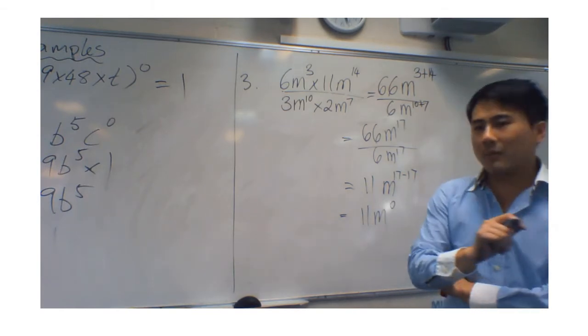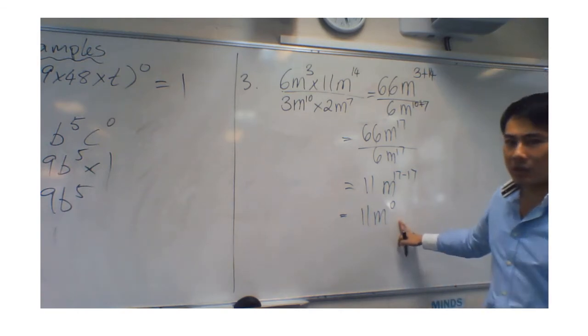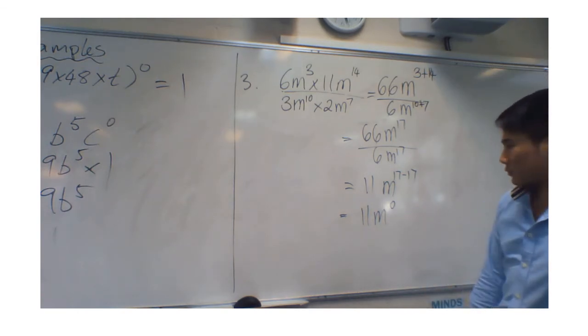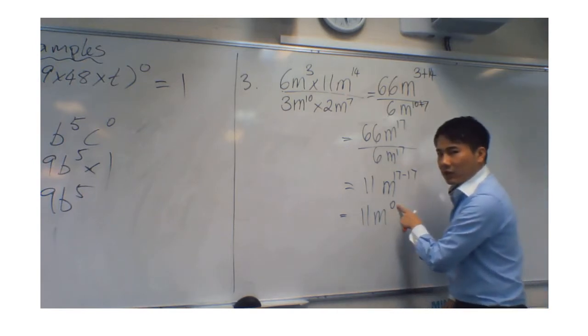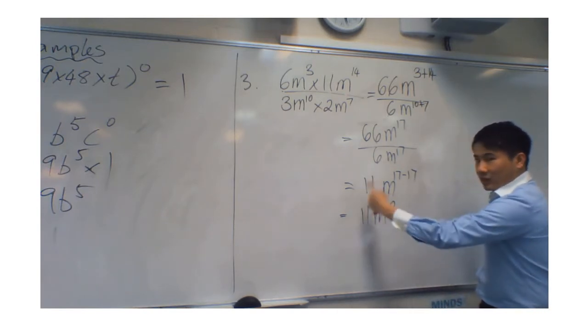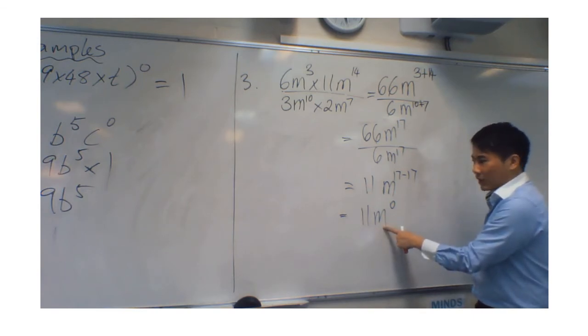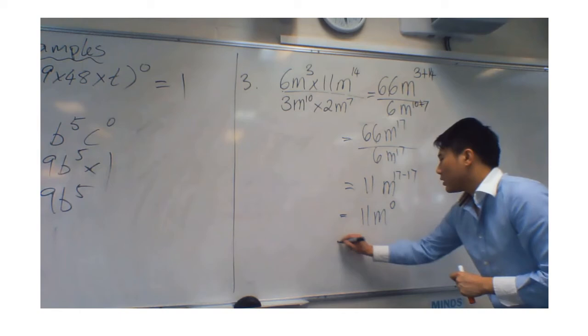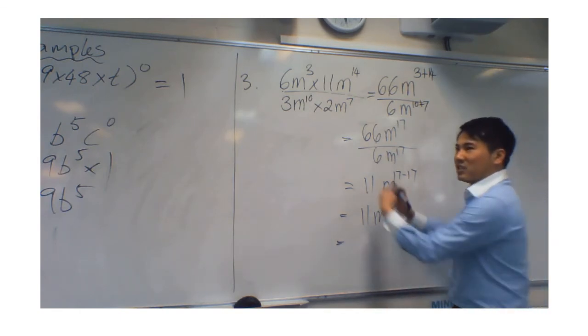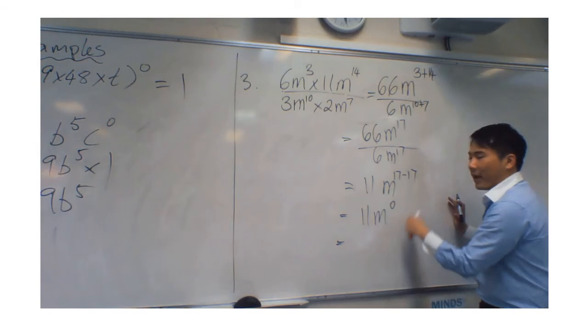Alright, now I want you to think about 11m to the power of 0. What does that equal to? Does it equal to 1? Or does it equal to something else? Let's have a look. This power of 0, does it apply to this whole thing or just the m? It applies to just the m. You don't see any brackets, which means it only applies to this m. So something is going to become 1, but it's not going to be the whole thing. Only this m to the power of 0 becomes 1.